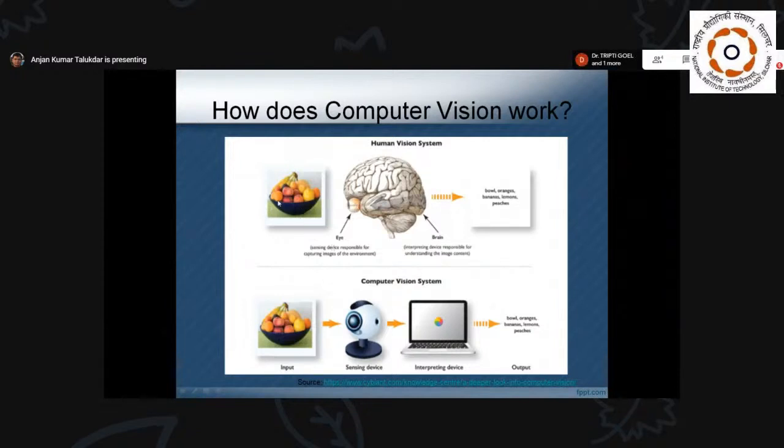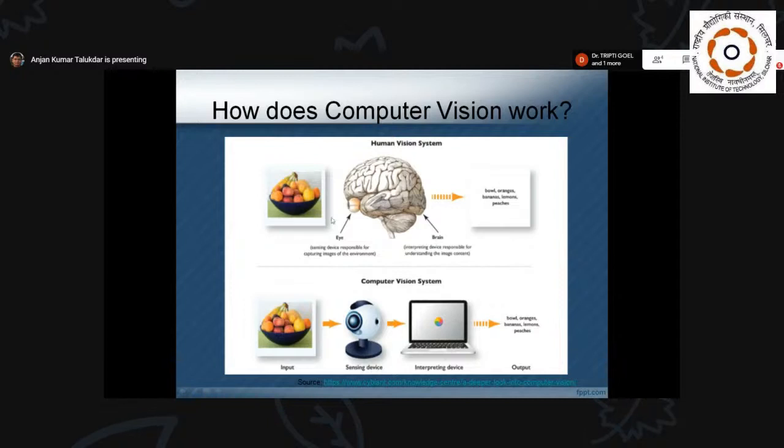So we'll look at this image through our eyes, and so I will capture the signals that will be formed on the retina of the eye, and those signals will go to the processing unit of the brain. The brain will process those signals and will give some output like bowl, oranges, bananas, lemon, etc.